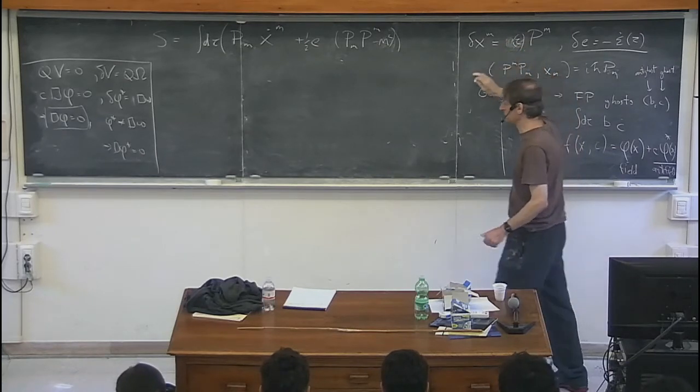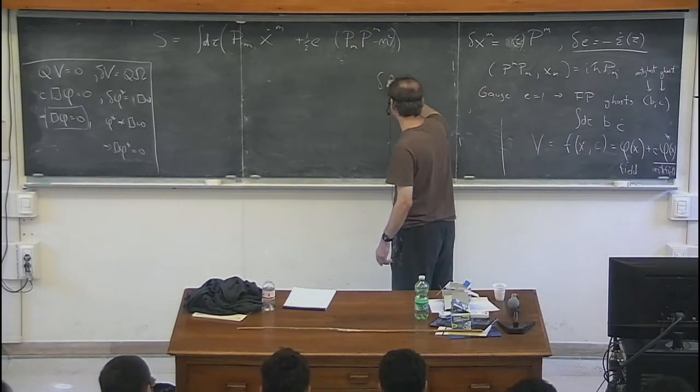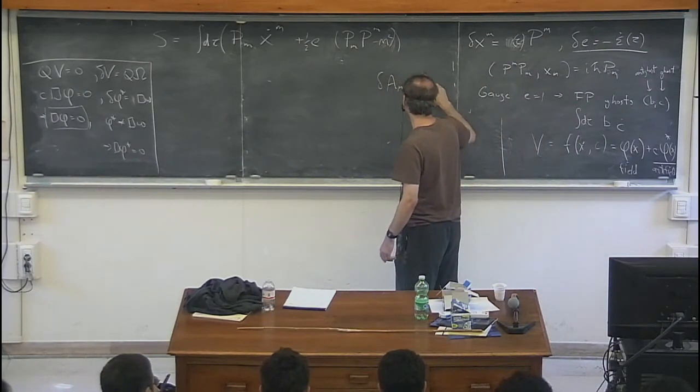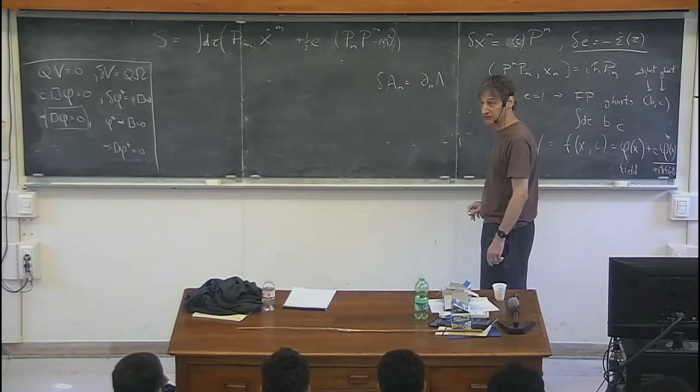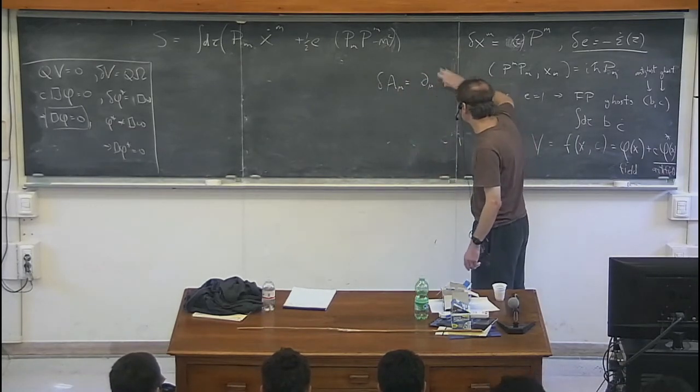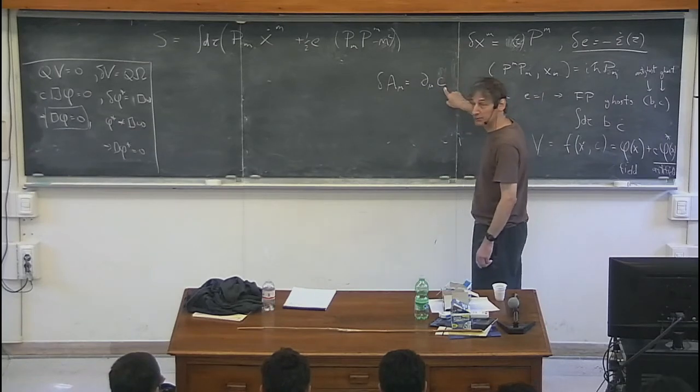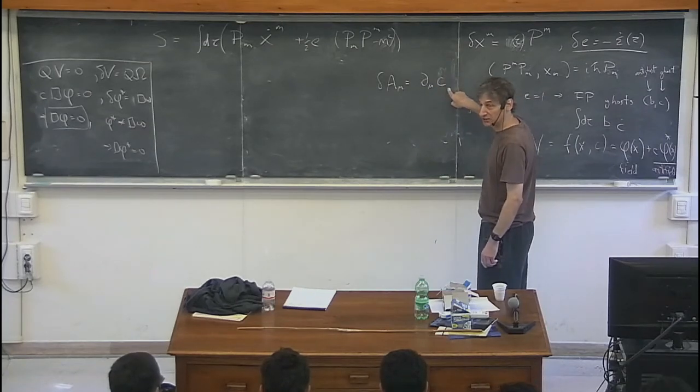So in field theory, you've probably seen it: delta A mu is equal to D mu of lambda. This is the usual gauge parameter, the gauge transformation of A mu. To get the BRST procedure, you just replace the lambda by C. So this is the gauge transformation.